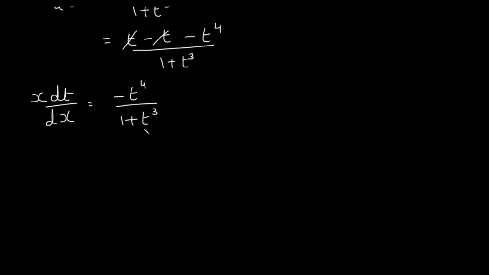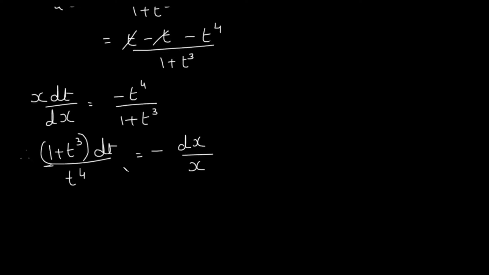Now let us bring this (1 plus t cube) and t raised to 4 on the LHS and take x upon dx to the RHS. So we get (1 plus t cube) dt upon t raised to 4, the reciprocal, is equal to the minus sign. We have kept it there itself. Observe that. So minus, now x upon dx goes to the RHS and becomes dx upon x.